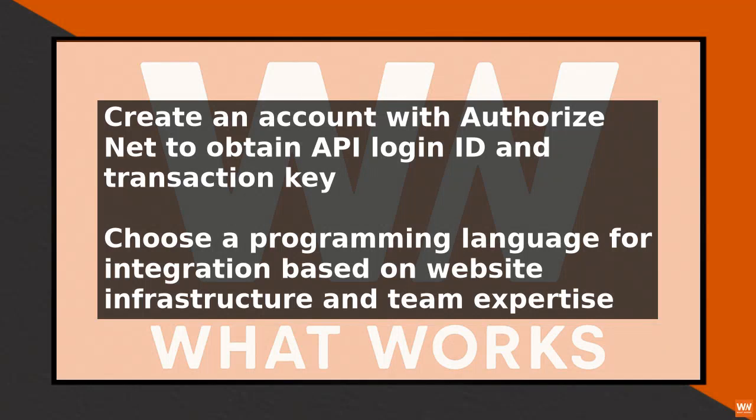Welcome to this tutorial on Authorize.Net AIM integration, where we will walk you through the step-by-step process of integrating the Authorize.Net Advanced Integration Method into your website. First, you need to create an account with Authorize.Net and obtain your API login ID and transaction key, which are required for the integration process. You can find these credentials in the Merchant Interface section of your Authorize.Net account.